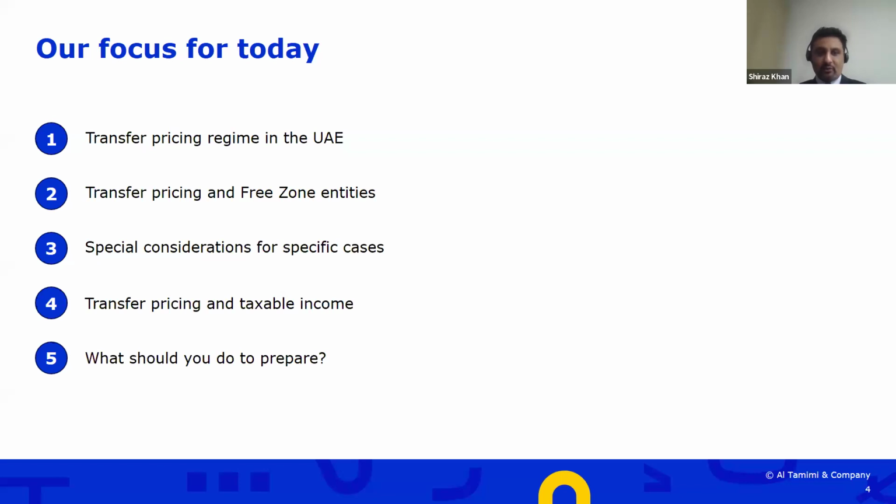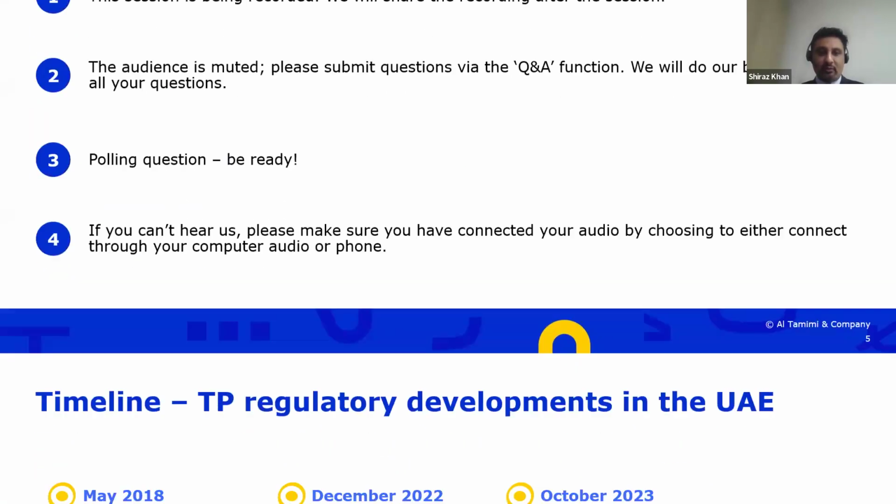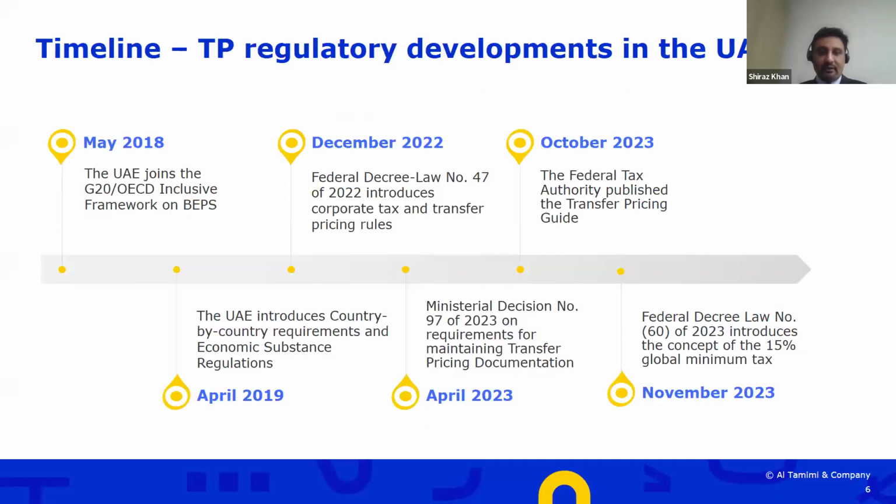So going back to transfer pricing, I wanted to give you a brief introduction about what transfer pricing is and why it's important. Transfer pricing deals with the pricing of transactions between related parties. Why is it important from a tax perspective? Essentially, transfer pricing rules are anti-avoidance rules used in related party transactions.